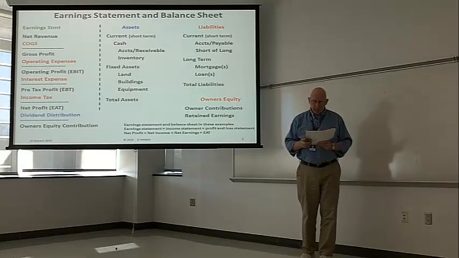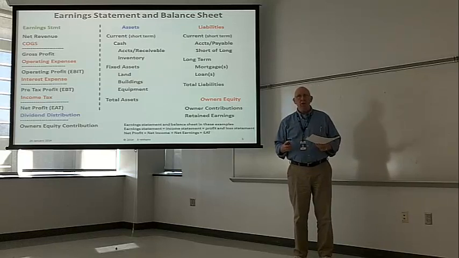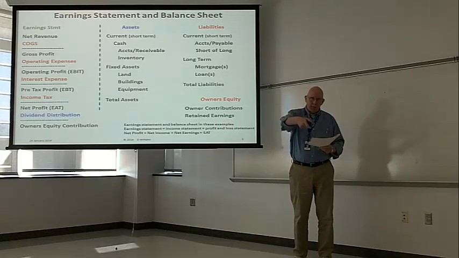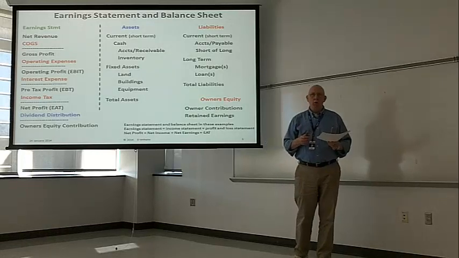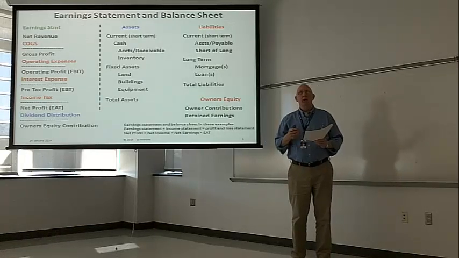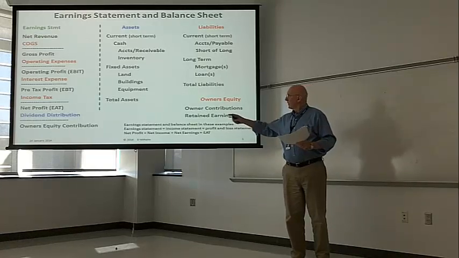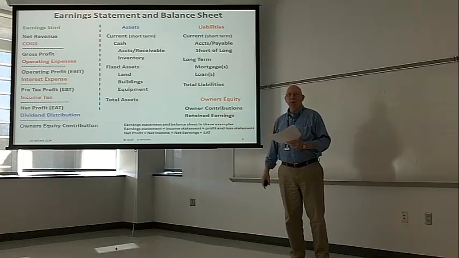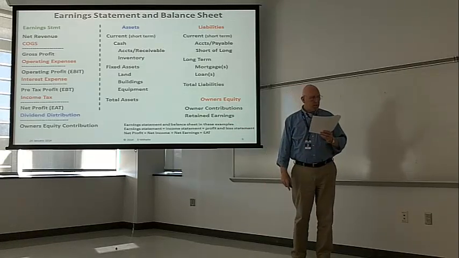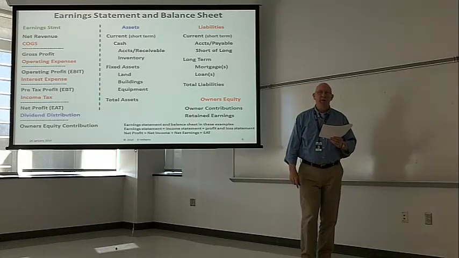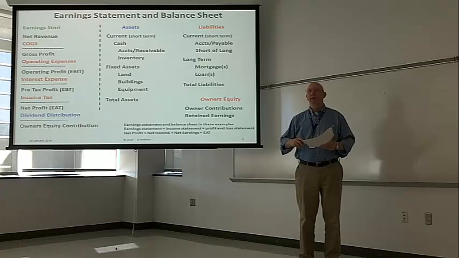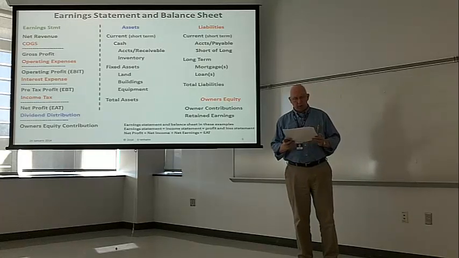The owner's equity account, the owner contribution, this could be a sole proprietorship where the owner puts money in, a partnership, a C corporation, an S corporation, somehow how the owners have invested their money to own a portion of the company. And then retained earnings, the cumulative earnings over the years that are left after the dividend distribution. So those are the retained earnings as opposed to the distributed earnings.